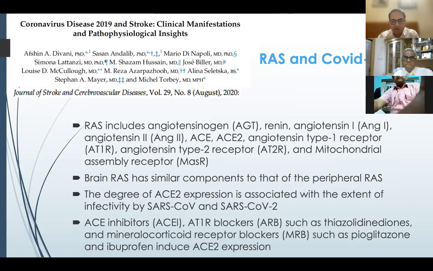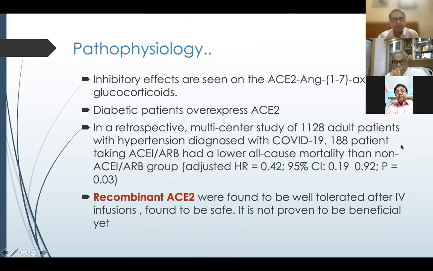And the degree of ACE2 expression is associated with the extent of infectivity by SARS-CoV and SARS-CoV-2. Different ACE inhibitors or ARBs, like ibuprofen or pioglitazone, can induce ACE2 expression in vitro. Inhibitory effects are seen on the ACE2 angiotensin 1-7 axis by the glucocorticoids. This is one of the mechanisms of how glucocorticoids work in this entire system, in addition to the anti-inflammatory process.